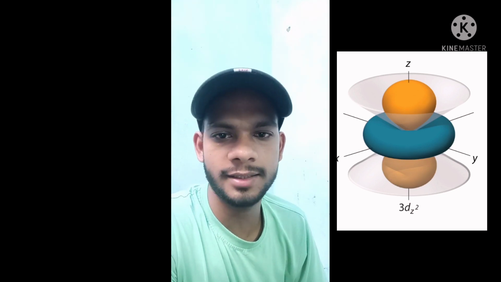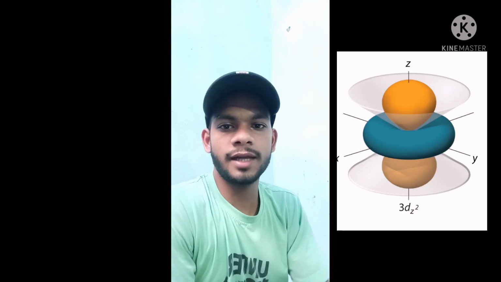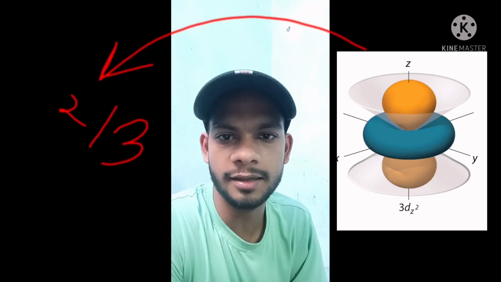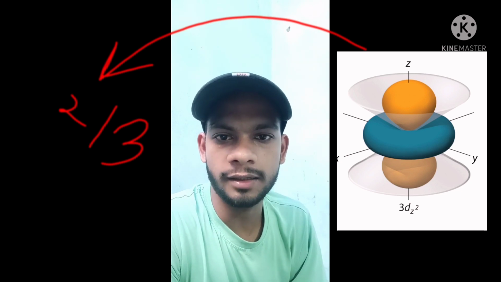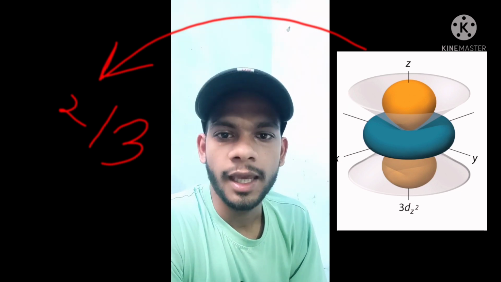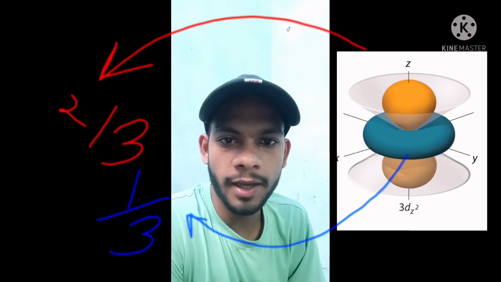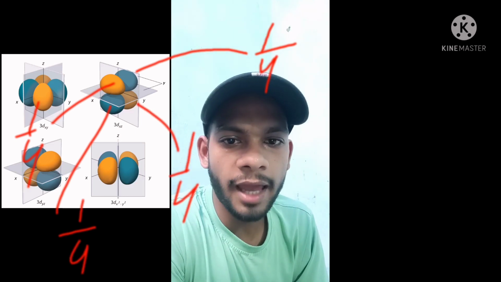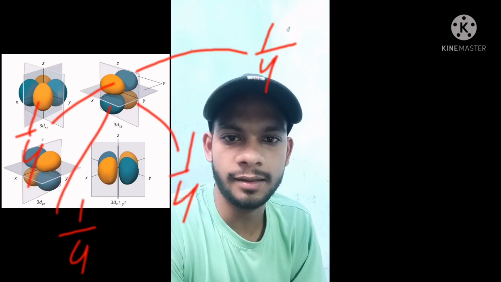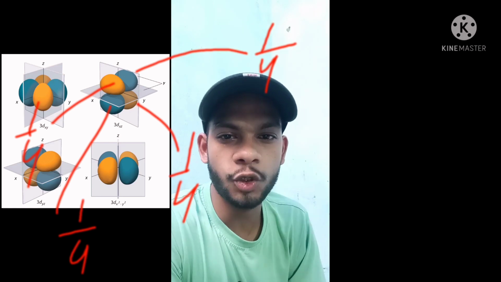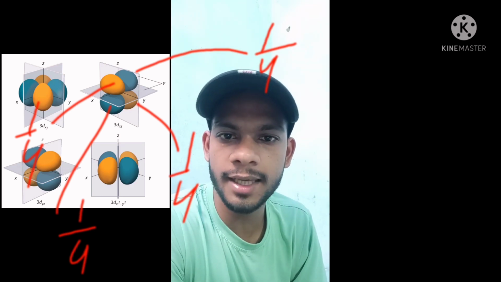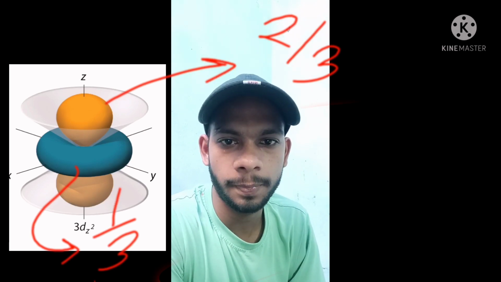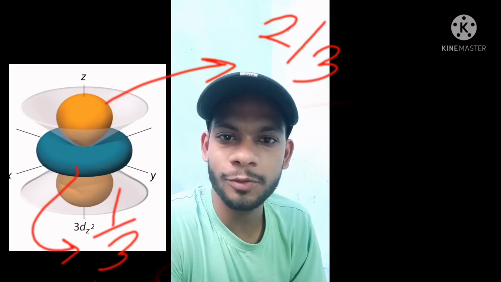So what about the electron density distribution? The electron density along the z-axis is 2/3 of the total electron density, whereas in the electron density ring it is 1/3 of the total, whereas in the case of other 4d orbitals each lobe has 1/4 of the electron density. It means they are uniformly distributed. The electron density is uniform, but in the case of the dz² orbital it is not uniform. So this video is all about that.